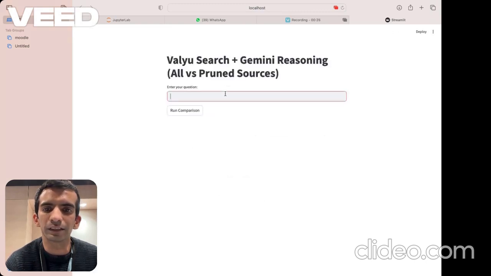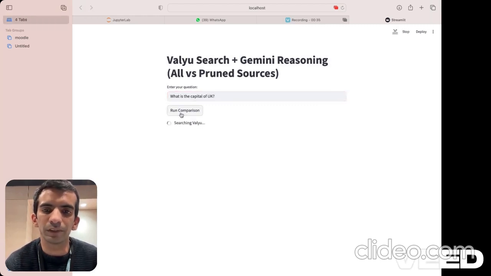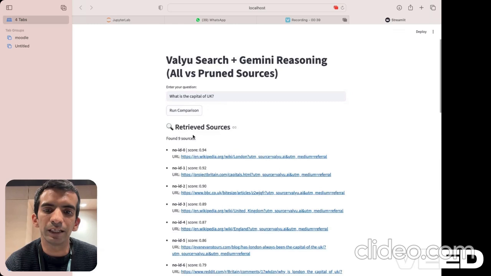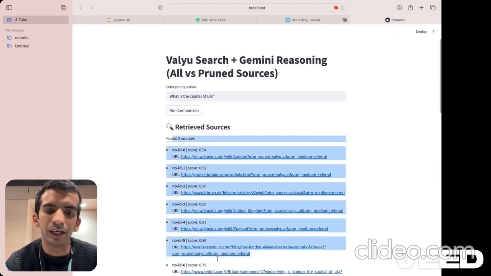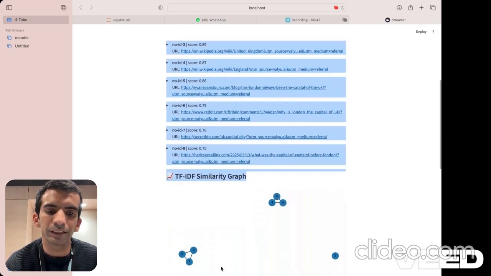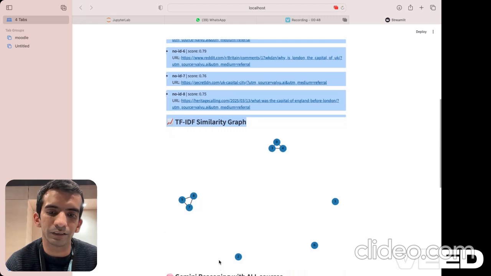And I can ask it a question such as, what is the capital of UK? Right. And so when I ask it the capital of UK, it calls the value API and gives me all of the sources with the relevancy score. And then what we essentially do, like Akshay mentioned, is we look at all the sources and we look at the correlated sources. So for instance, here we can see that sources 5, 8, and 7 are correlated. So they contain similar information.